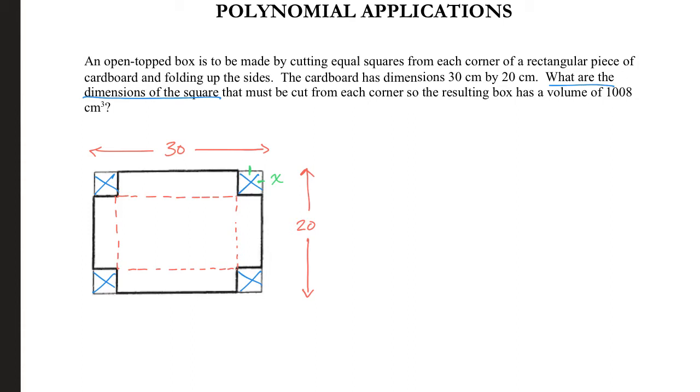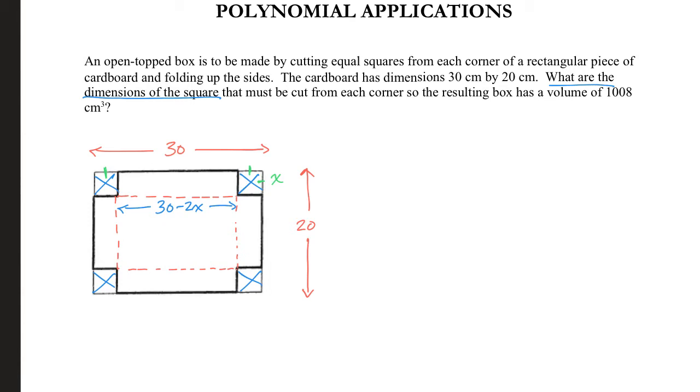However, now that I've cut out an x from each corner, I've actually found that this dimension in here is 30 minus 2x. It is the whole distance of 30 all the way across. Take off an x on one side, take off an x on the other side, and it's been shortened.